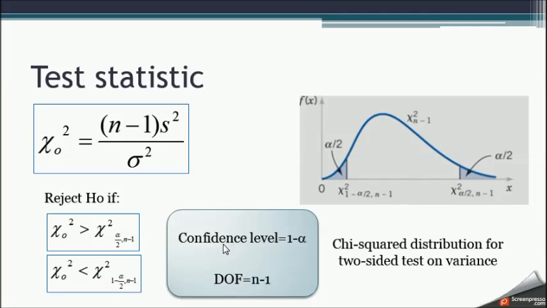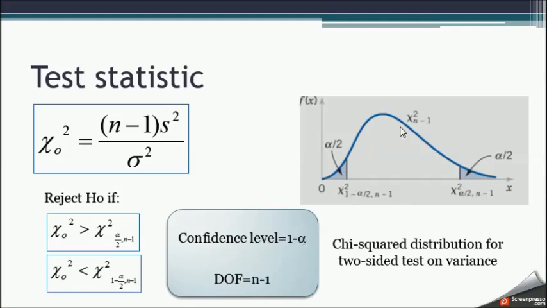Also, we perform our test on the variance at a specific confidence level, which is 1 minus alpha. For example, if alpha is 5%, our confidence level will be 95%, which is the most common and popular confidence level to perform tests of hypothesis.